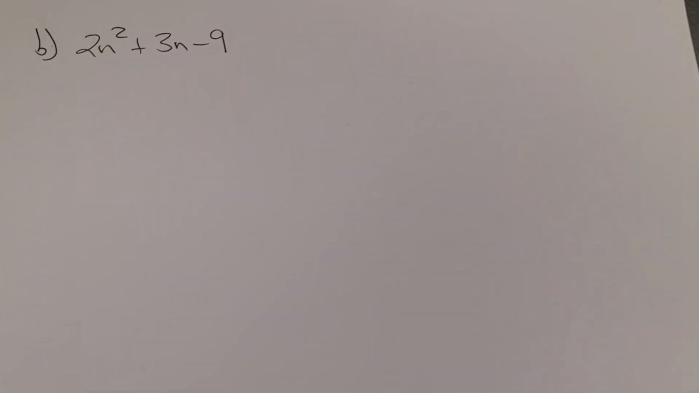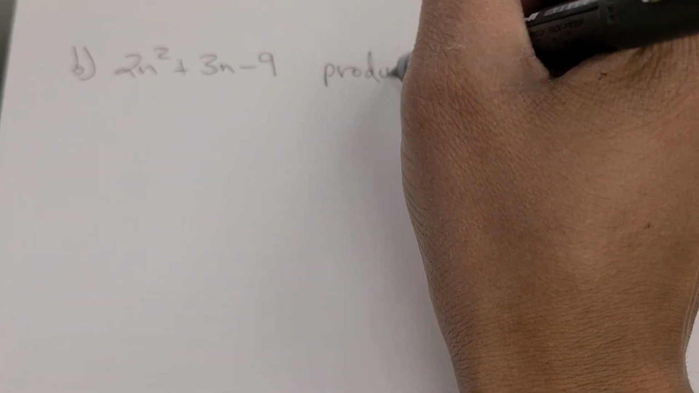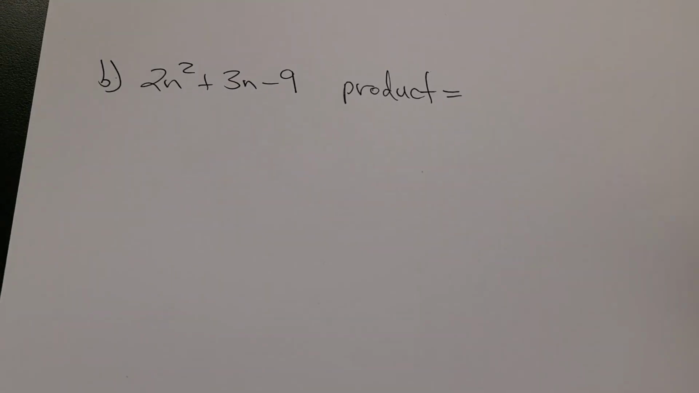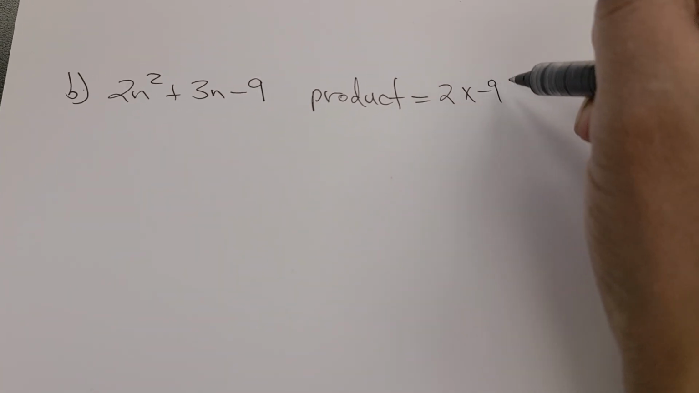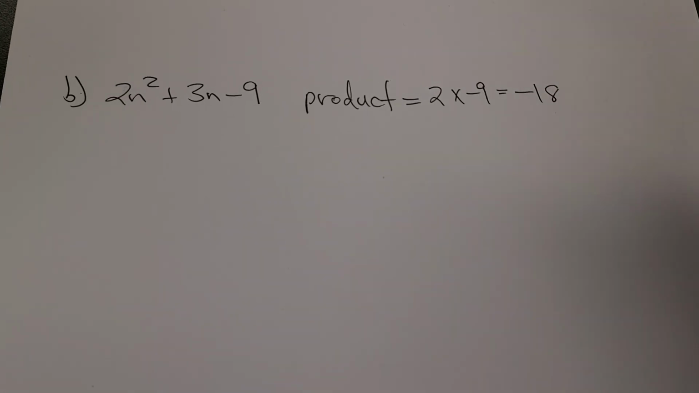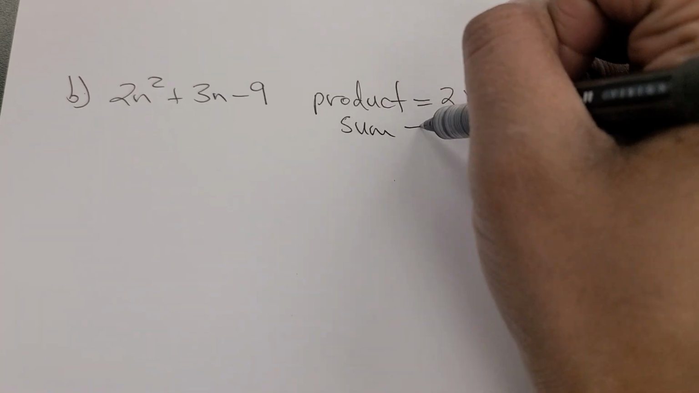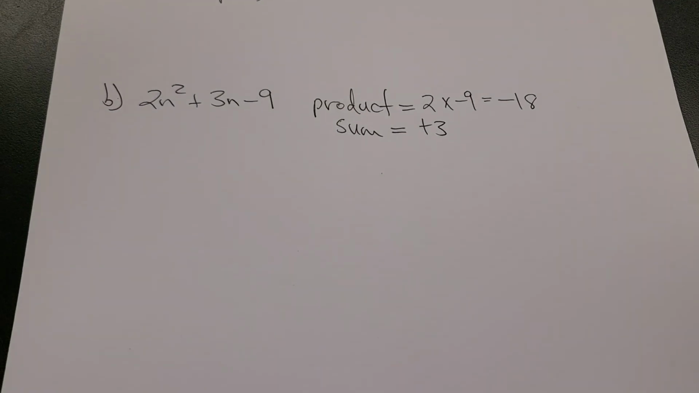All right, let's try one more example. This complex trinomial says 2n squared plus 3n minus 9. I'm going to write the product first. The leading coefficient is 2, times the last term, which is negative 9. So the product is negative 18, and the sum, when you add the numbers together, has to be positive 3.